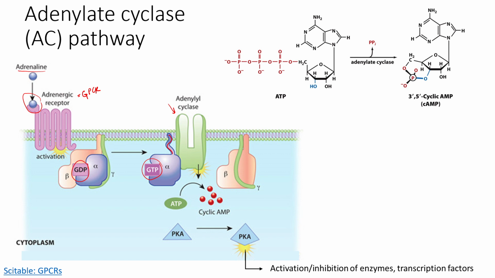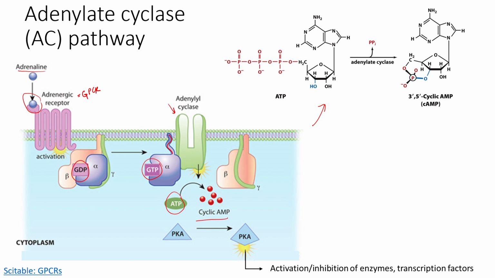And then once the alpha interacts with the AC enzyme, it is able to get activated and perform its function, which is converting ATP into cyclic AMP. And we show that in a little bit more detail up in this upper right-hand corner.